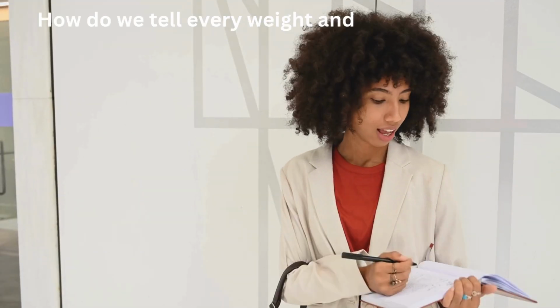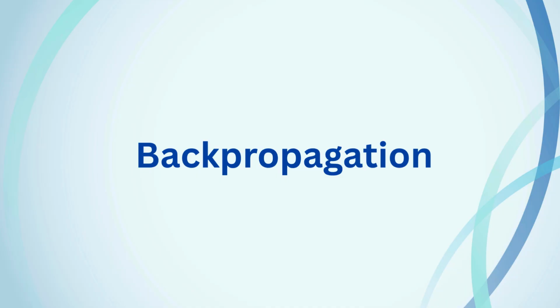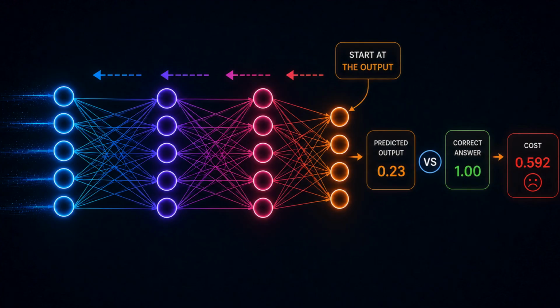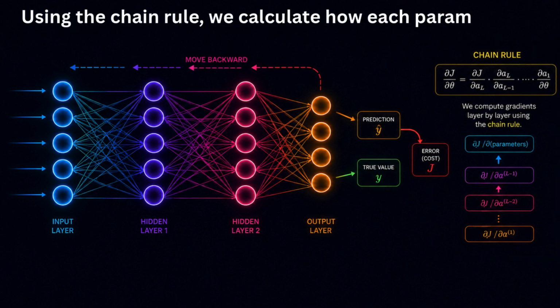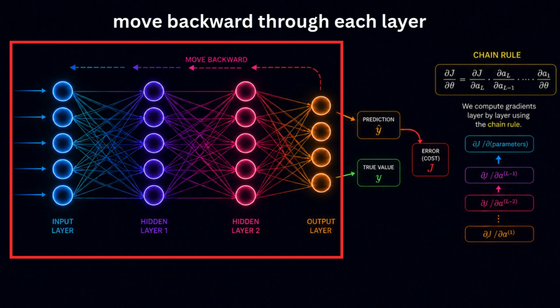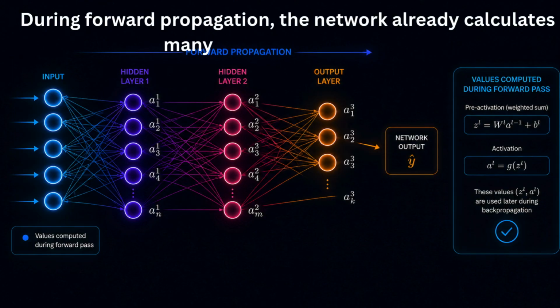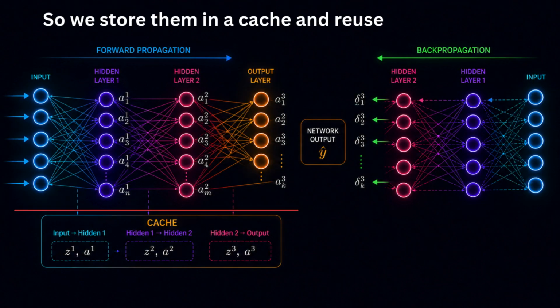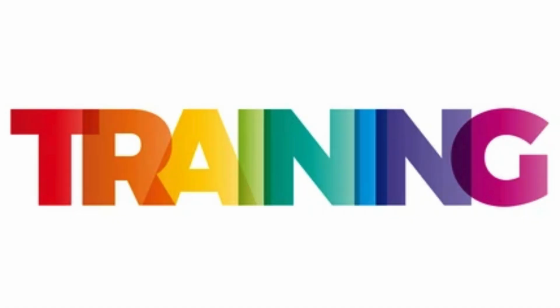But how do we tell every weight and bias how it should change? The answer is backpropagation. We start at the output and work backward through the network. Using the chain rule, we calculate how each parameter contributed to the error and move backward through each layer. During forward propagation, the network already calculates many of the values we need. So we store them in a cache and reuse them during backpropagation. This makes training more efficient.